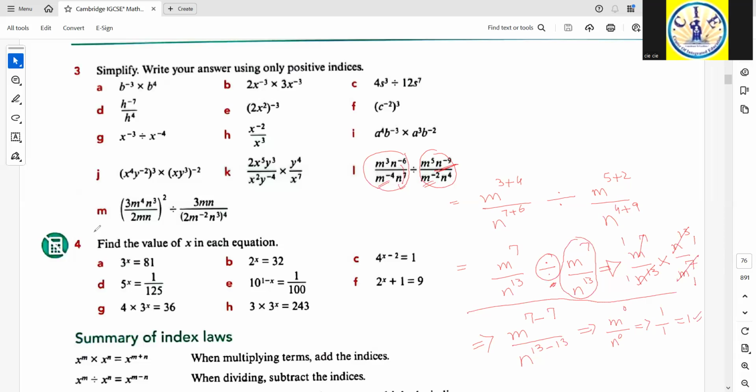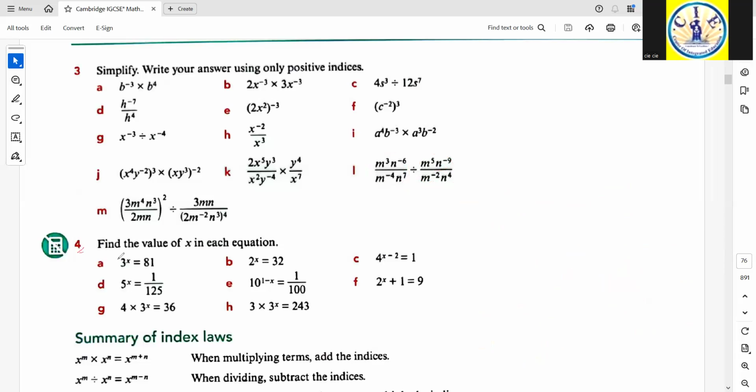Now for question number 4. 3 raised to the power x is equal to 81. Find the value of x in each equation. 3 raised to the power x and 3 raised to the power 4. We say that since the bases are same, powers should also be same, so x is equal to 4. For part B, 2 raised to the power x is equal to 2 raised to the power 5, because 2 raised to the power 5 is 32. Now again, since the bases are same, powers should also be equal, generating x is equal to 5.